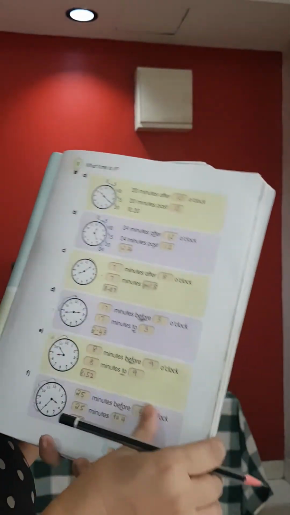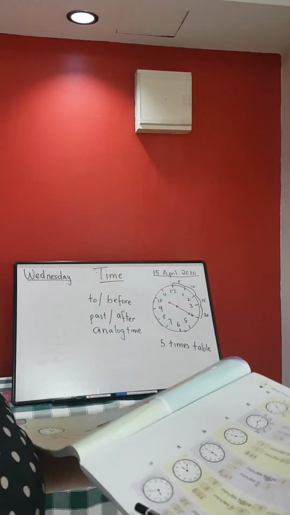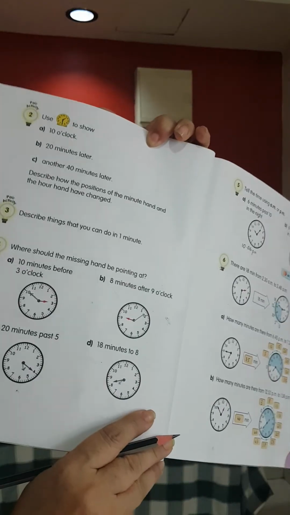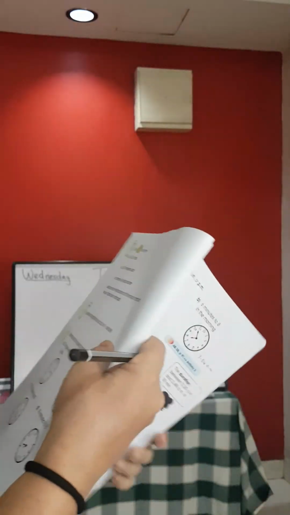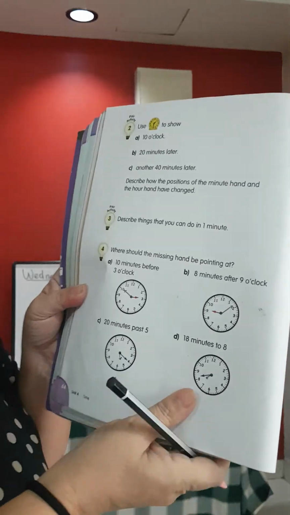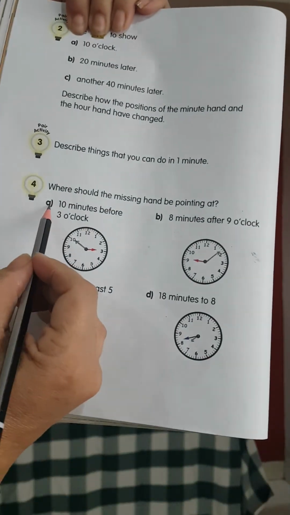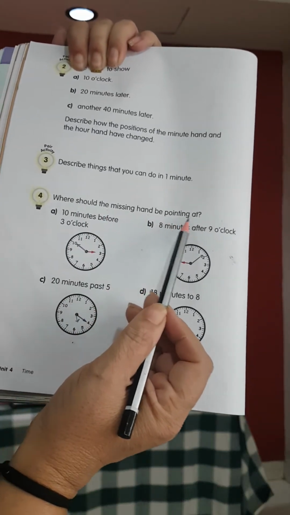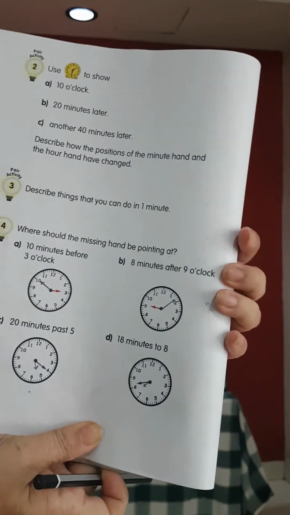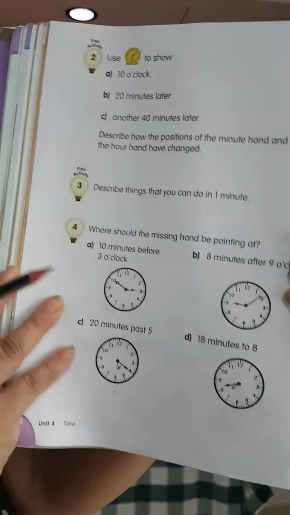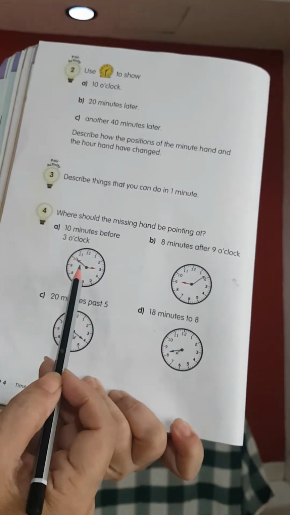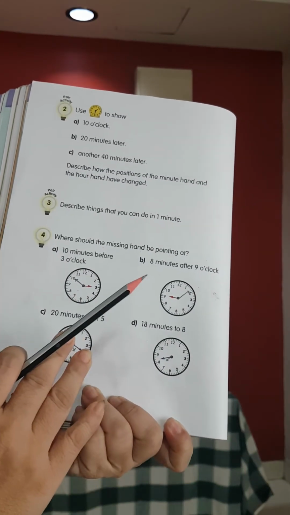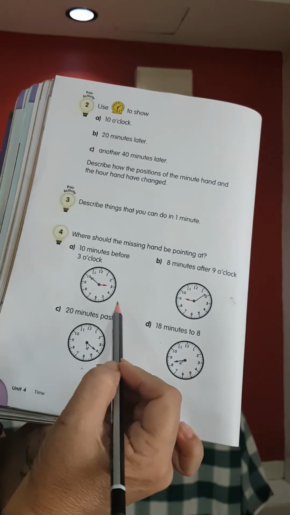Alright, now we will go to the next page in the course book. Turn the page to page 64. We are going to do sum number 4. Where should the missing hand be pointing at? So you have to draw the hand. Now remember, if you have to draw the minute hand, it will be in blue. If you have to draw the hour hand, it will be in red.